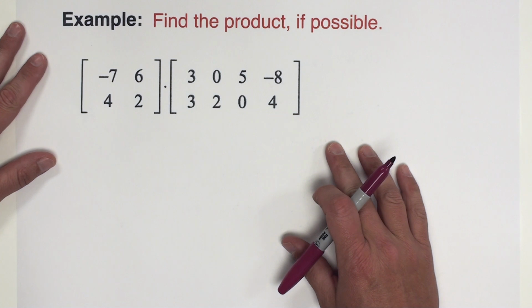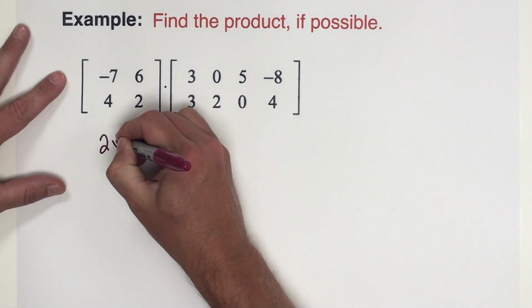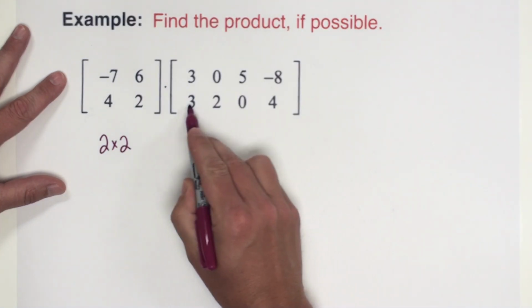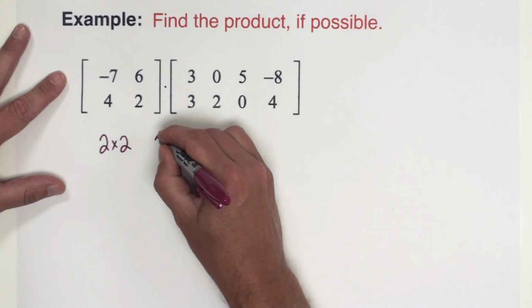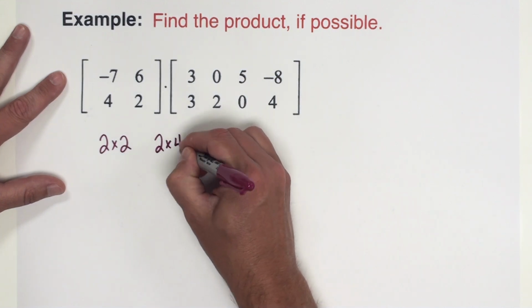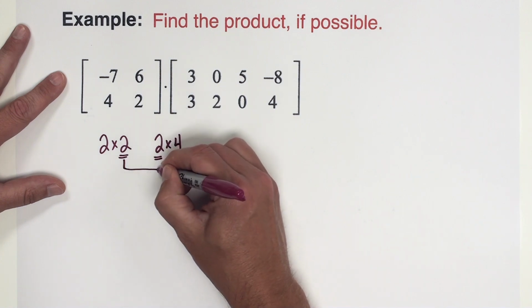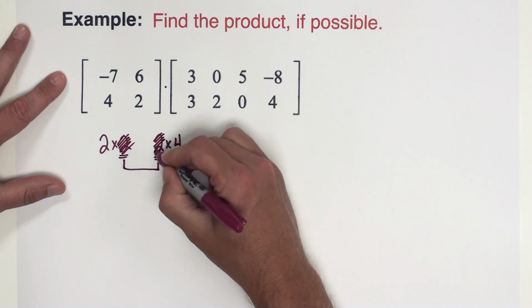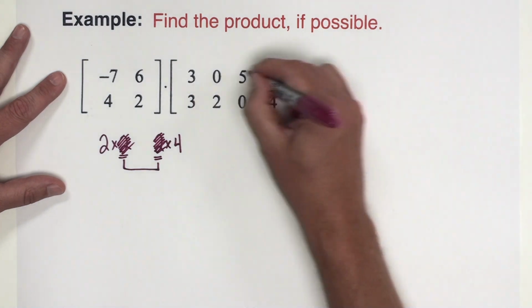Okay, here we go again, another product. Let's first check the size. We have a 2 by 2 matrix. We're multiplying. This matrix has 2 rows and 1, 2, 3, 4 columns. It's a 2 by 4. So we're checking the inside, and sure enough, those inner dimensions match. So our answer is going to be 2 by 4. It's going to be the same size as this one.